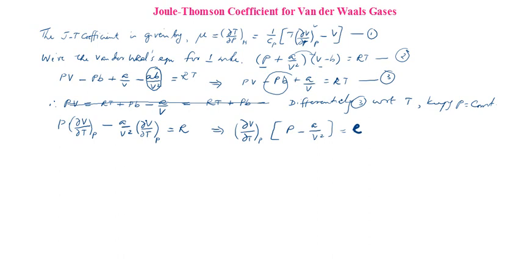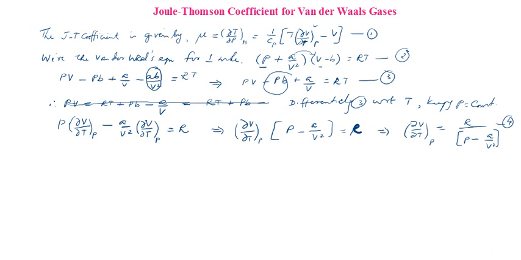Now further, dou V by dou T at P is equal to R divided by P minus A by V square, just rearrangements. Let me call this one equation number 4 for the time being.